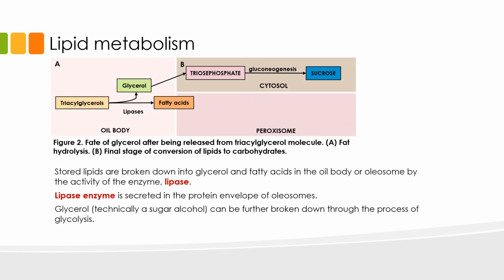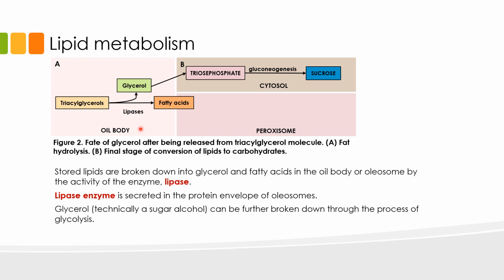Within the seed, the triacylglycerols are stored in the oil bodies or oleosomes. As I mentioned earlier, the triacylglycerols need to be broken down into their component glycerol and fatty acids before they can be fully broken down and used as energy by the embryo during germination. The first thing that needs to happen is for the enzyme called lipase to hydrolyze or break down the bond that connects the glycerol to the three fatty acid chains. The lipase enzyme is produced in the protein envelope of the oil bodies or oleosomes.